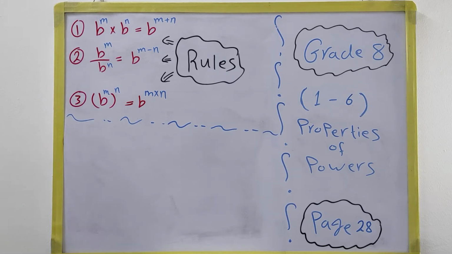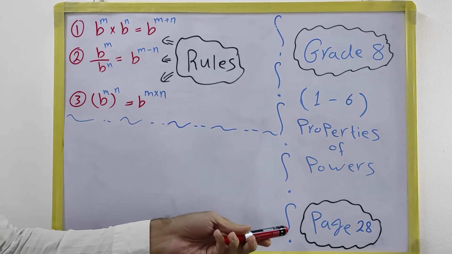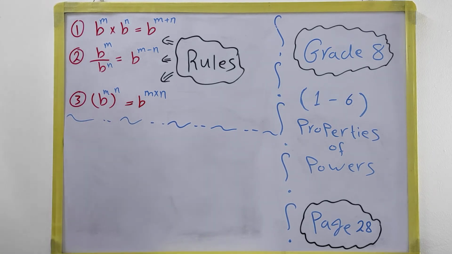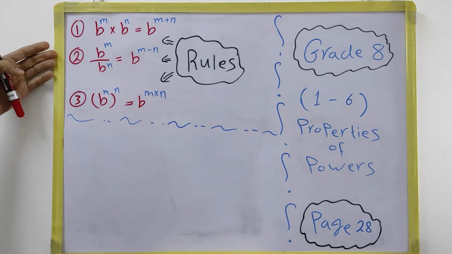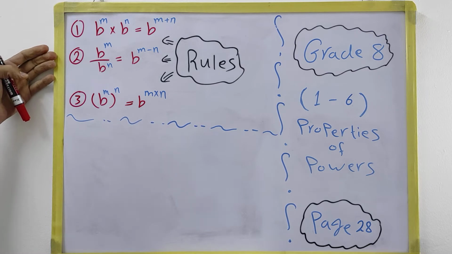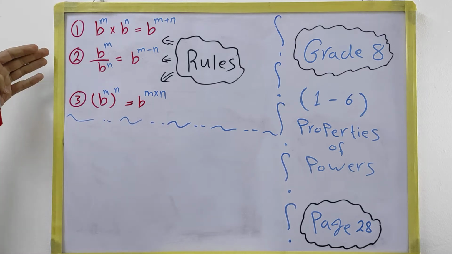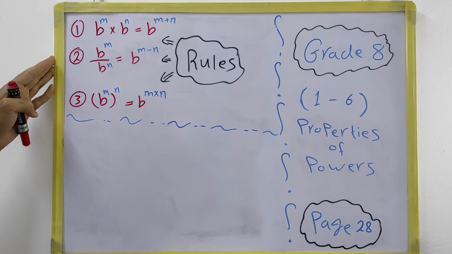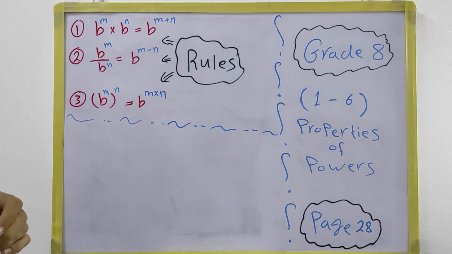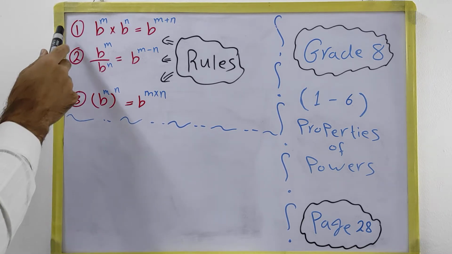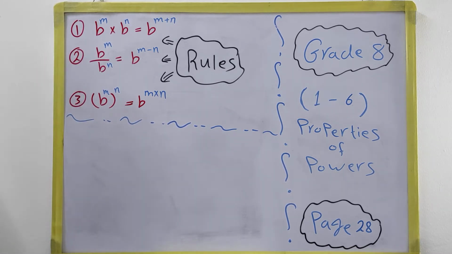Hi everyone. In this video in grade 8 chapter 1 section 6 we have properties of powers, which is on page 28 in the student book. In the powers we have studied positive powers and negative powers in chapter 1 section 4 and section 5, and now we have some properties, some rules for the powers which you study in grade 8. It is just these three rules.